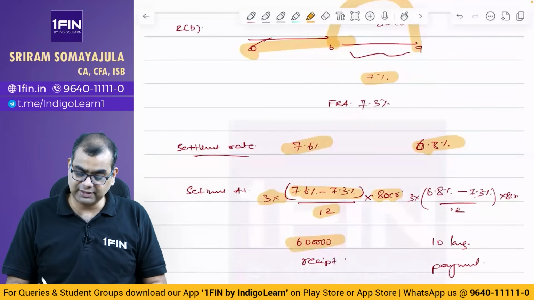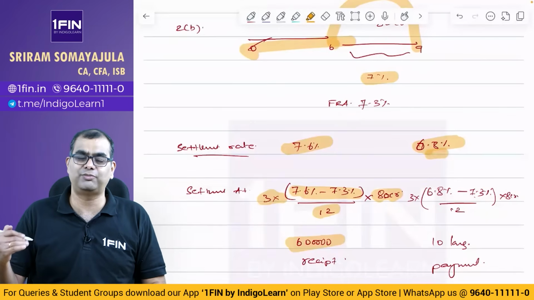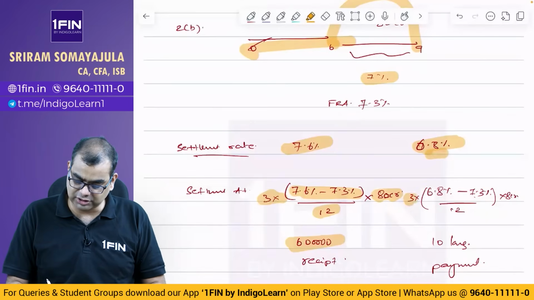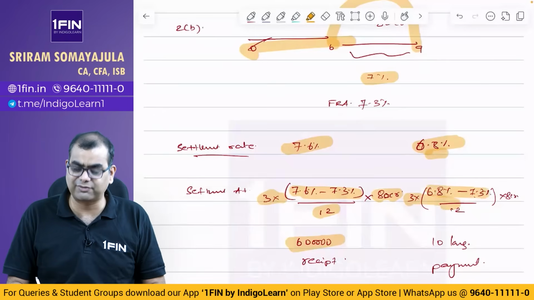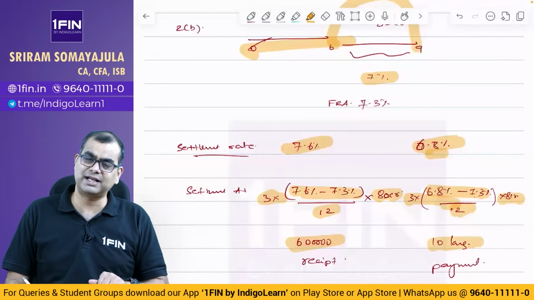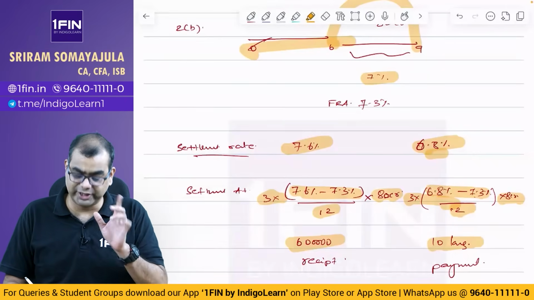Whereas in the other case where it is 6.8, you made an unwise decision. You agreed to borrow at 7.3, whereas the market rate is already at 6.8. So you've lost 0.5%. So 3 by 12 into 6.8 minus 7.3, basically minus 0.5% into 80 crores by 12, you basically get 10 lakhs. Now, is this the answer? No. This is the value that you will make or lose with respect to interest, right?